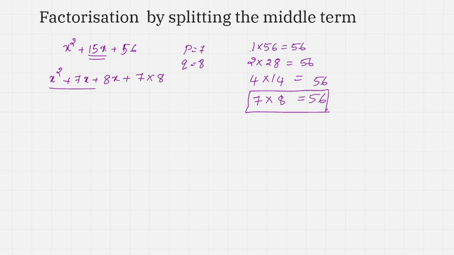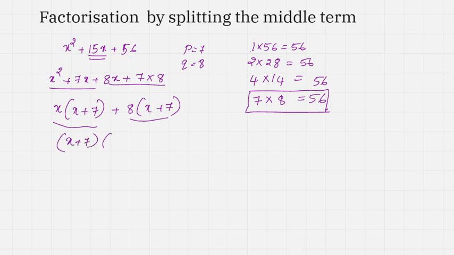Now I'll group the first two terms and the last two terms. So from the first two terms, I'll take x outside, and x plus 7 is left out. From the second group, I'll take 8 outside, and you will have x plus 7 left out. Now from these two terms, I'll take x plus 7 outside, and I'll get x plus 8 in the next term. So we have the factors as x plus 7 and x plus 8. Hope everybody understood this method. So you can do many more sums using this one.